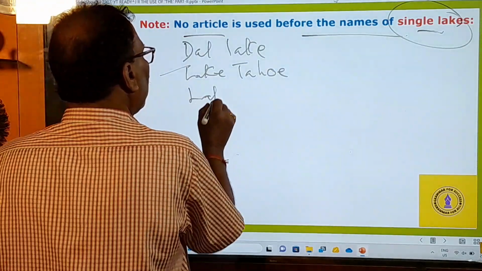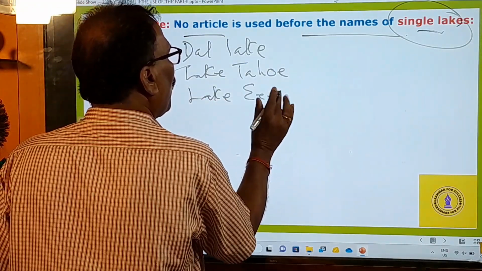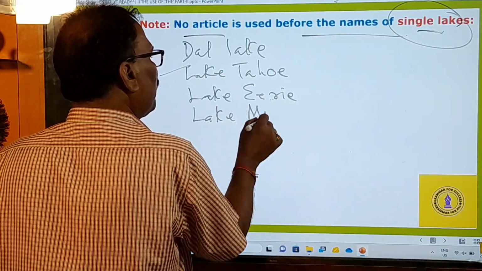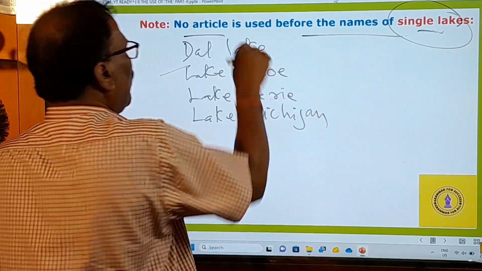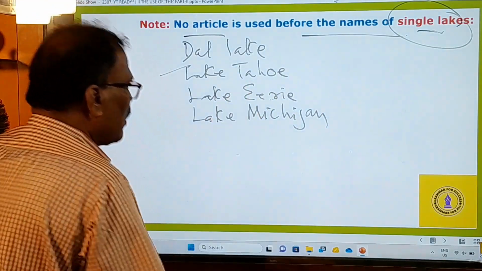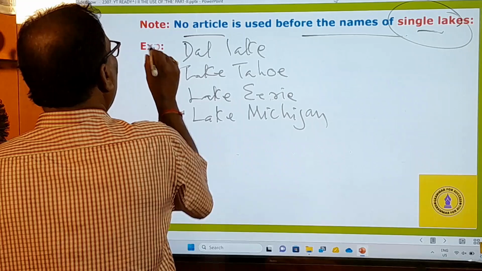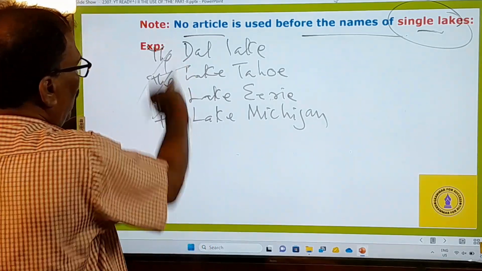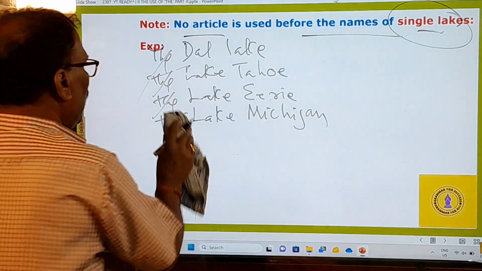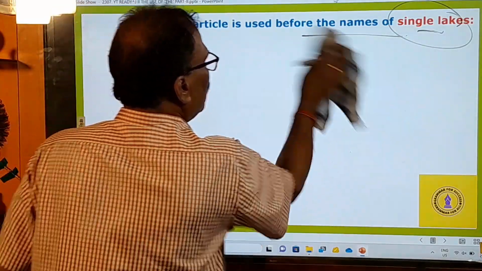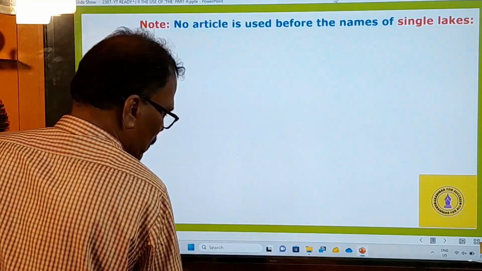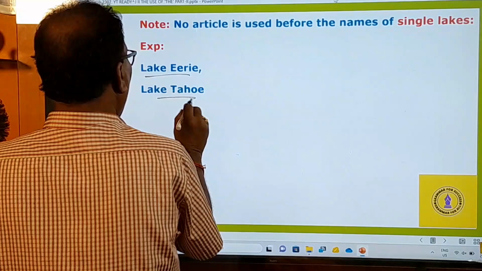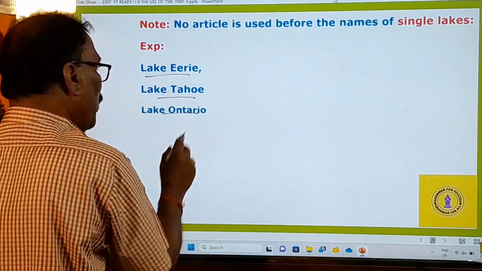Lake Erie. Lake Michigan. These are all the names of single lakes. Before them, you should not use any article. No article. Right. Now take the examples. Lake Erie, Lake Tahoe, Lake Ontario.